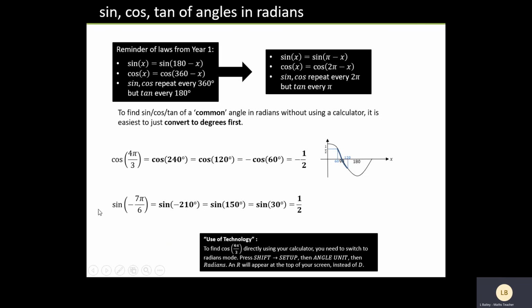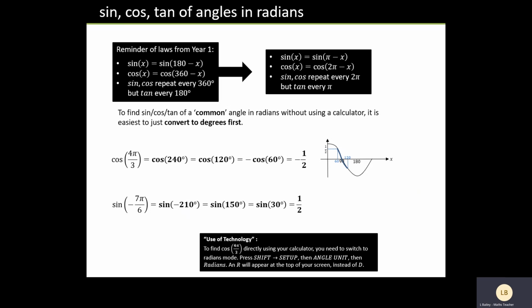Okay, you could similarly do sine of minus 7 pi over 6. You can draw out your sine curve and look at the symmetry of the curve, which is the way I do it. You can use your calculator for this particular one, or you could use the sine laws.